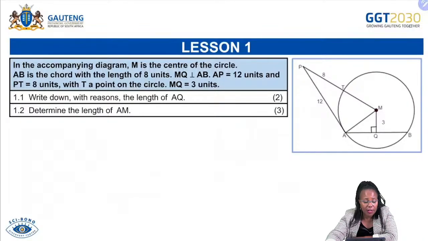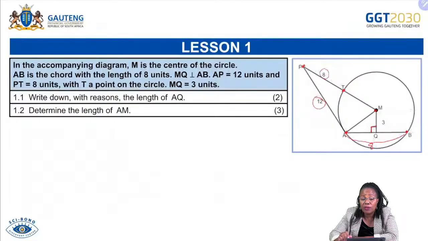Let's go through the statement as we've indicated. In the accompanying diagram, M is the center. Yes, we have M there being the center of the circle. AB is the chord with the length of 8. So from A to B, we have the length 8 units. And then MQ is perpendicular to AB. Yes, it is indicated there. And then AP is 12. A to P is given as 12 there, yes. And then PT, from P to T, not the whole side. PT only is 8 units there.